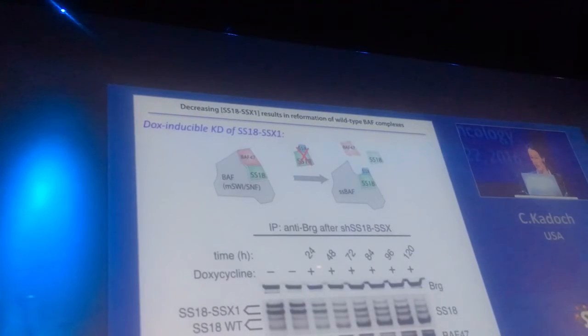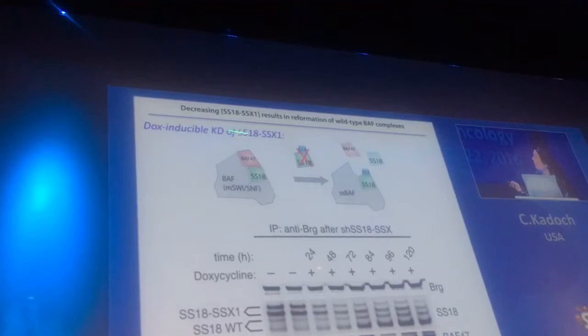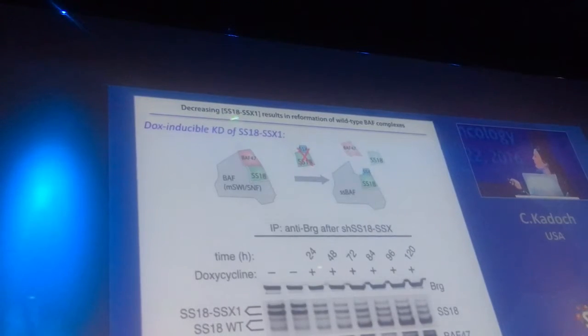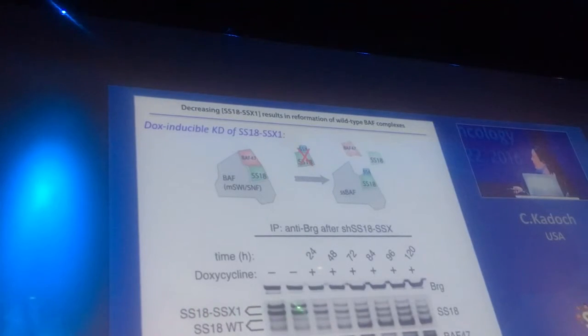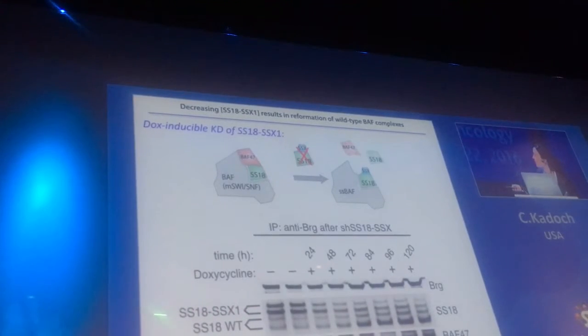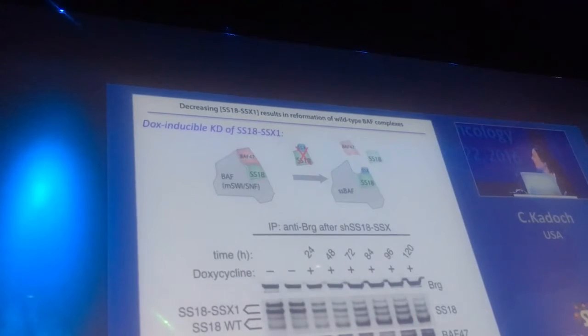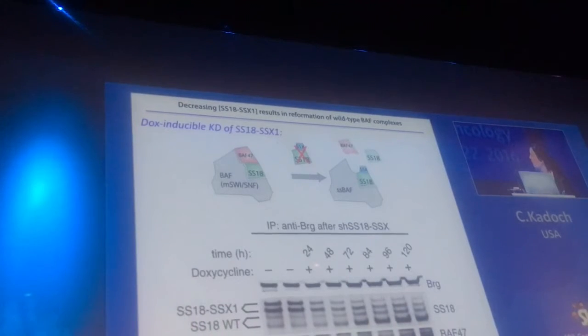So to that end, we generated a very nice inducible knockdown construct to the fusion SS18-SSX. And we can see with the dox-inducible time course here, and capturing the complex with an anti-BRG1 IP, that over the time course, we see a very nice time-dependent decrease in the two bands corresponding to the oncogenic fusion. And this is paired with an increase in the wild-type SS18 as well as BAF47.